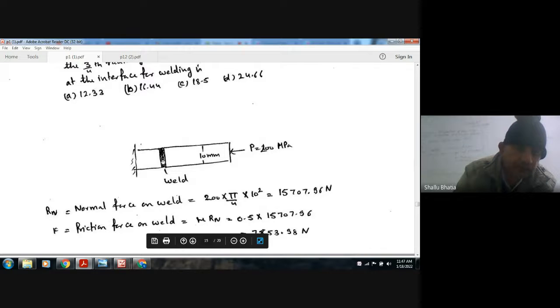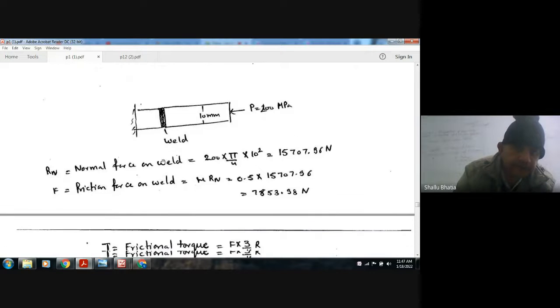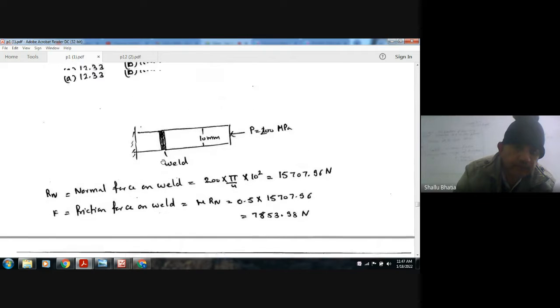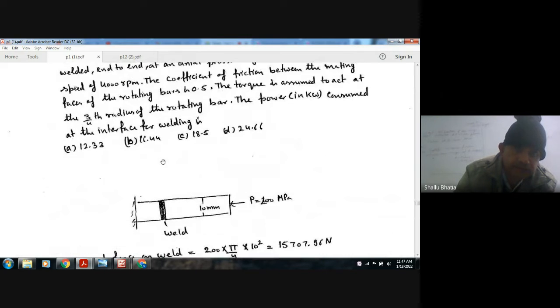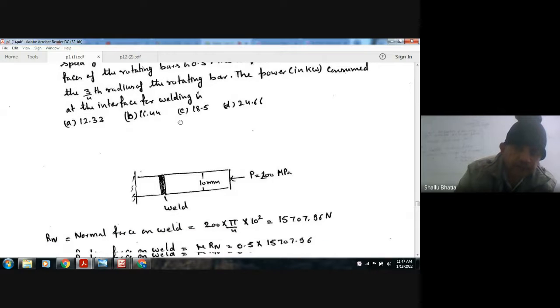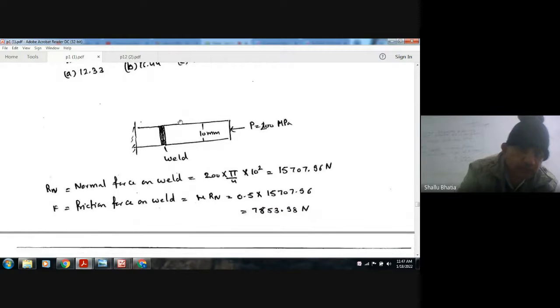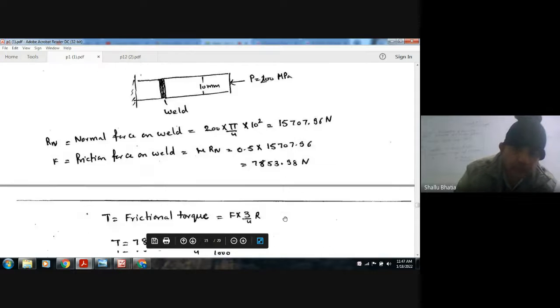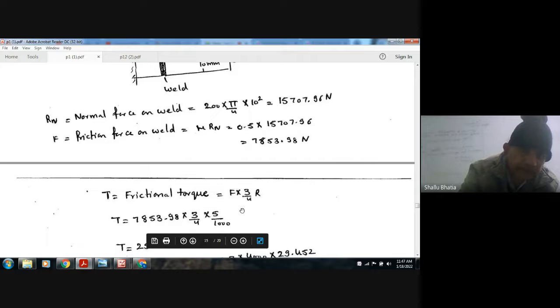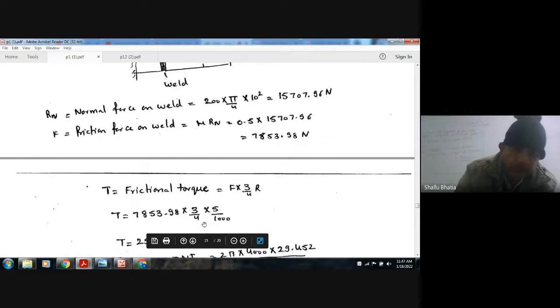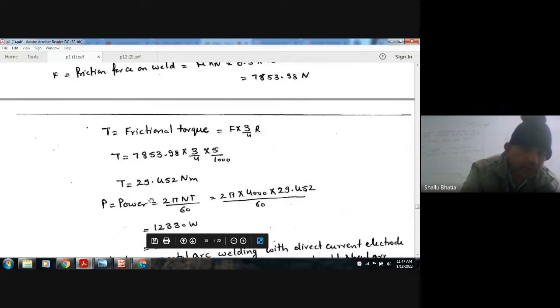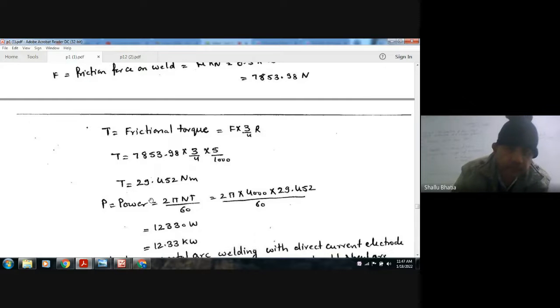When we multiply the friction force with the radius, the torque is due to the force acting at the radius of the rotating body. The radius of the rotating body is 10 mm. So the torque will be this friction force times this radius, since the force is acting at the radius. So this is the torque, and from the torque we can find out the power to carry out this weld.